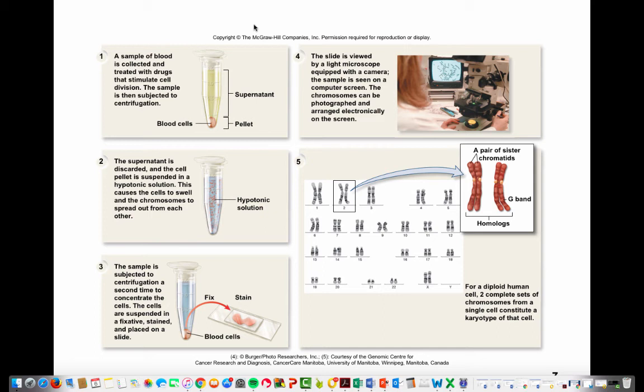If you look here, though, you'll notice they're not lined up. A computer program actually lines them up really nicely. They used to have to do it the hard way, where the scientists would look and cut them out and pair them up. Now there are computer programs that do all of that for us.